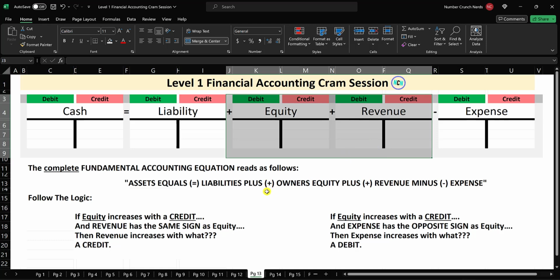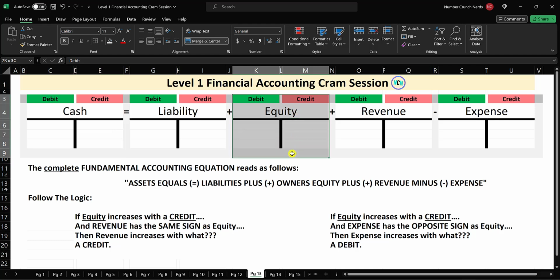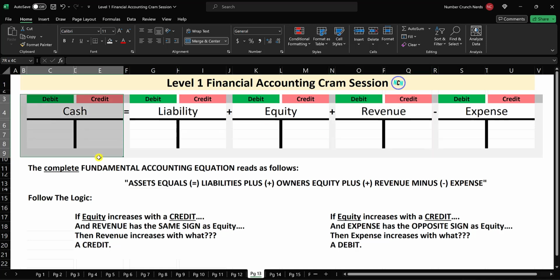Remember, now what if we're getting confused? Go back right to the beginning. Assets increases with a debit. If assets increases with a debit, we know equity increases with a credit, because equity always does the opposite of whatever assets does. And because revenue has the same sign as equity, revenue increases with a credit also. It's all logic once you remember the one sentence, assets increases with a debit.